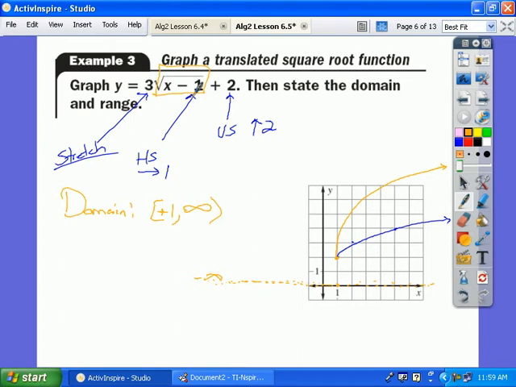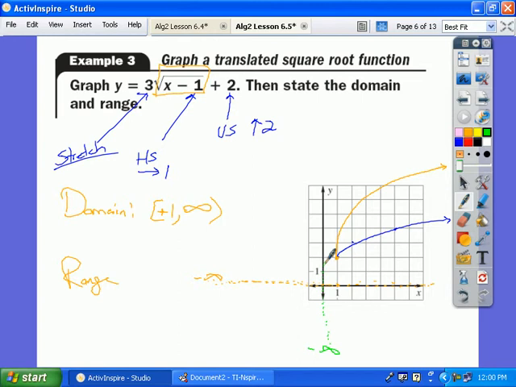When we talk about range, range asks the question, what y values do I get out? So to answer a question about range, we start at negative infinity, and we work our way up. And I ask the question, where does the graph start now? Here it starts at a y value of 2. So the range is going to start at a y value of 2.